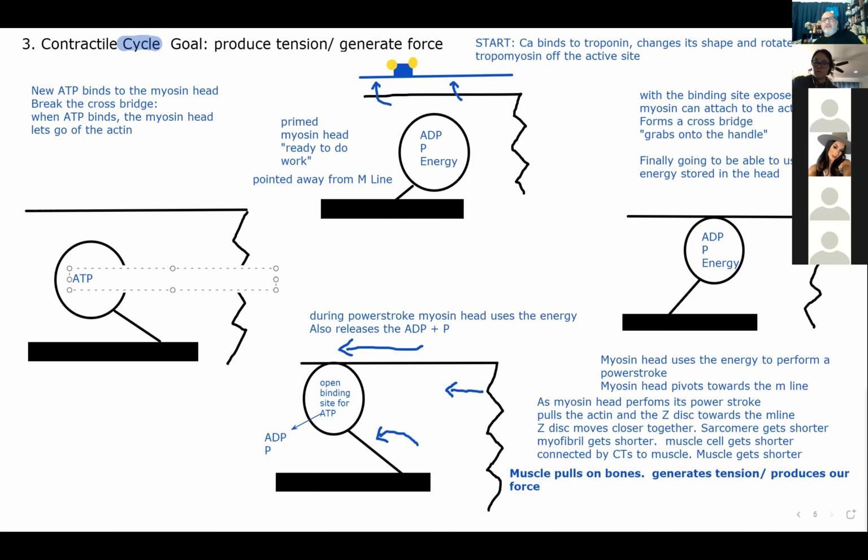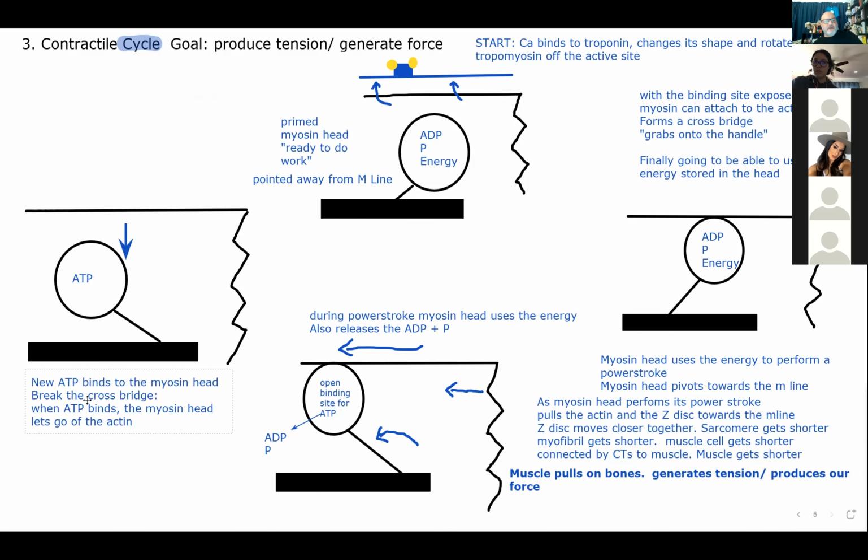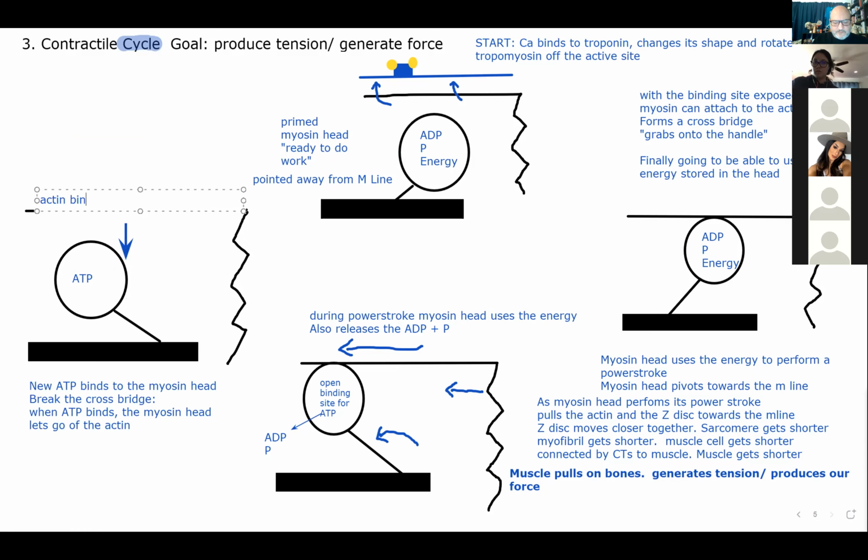It is just letting go. Breaks the cross bridge. And in fact, I'll move this over here. Notice when that occurs, now my actin's binding site is now open, so a new myosin head could be able to grab onto it.